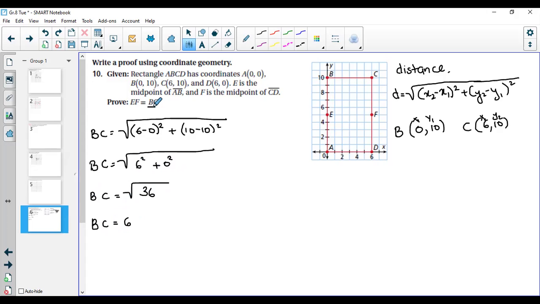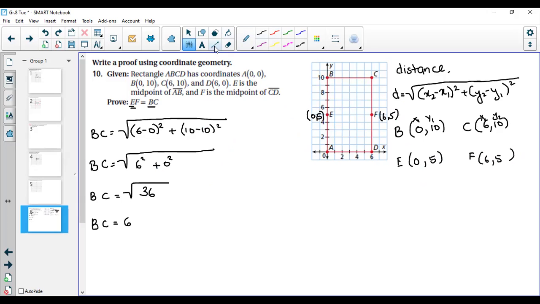Now, we found BC, we have to find the distance between E and F. So let's find the coordinates for E and F. Because they have given this in a coordinate plane, we can simply read off the coordinates of E and F. If they have not given these in a coordinate plane, you need to use the midpoint formula to find them. So E is 0, 5, and F is 6, 5.